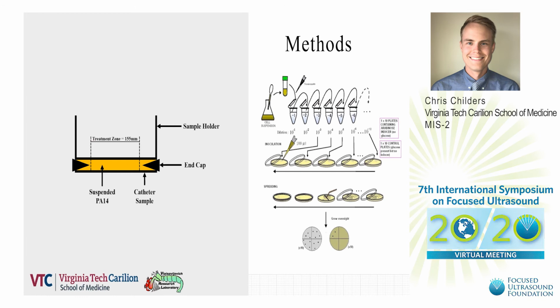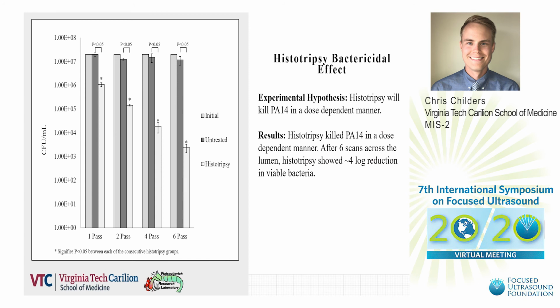Finally, here you can see a model of our bactericidal experiments where we treated suspended Pseudomonas aeruginosa and determined colony-forming units per milliliter via serial dilution and plate cultures. The hypothesis of this experiment was that histotripsy will kill Pseudomonas 1,4 in a dose-dependent manner, and the results showed that histotripsy killed Pseudomonas 1,4 in a dose-dependent manner.